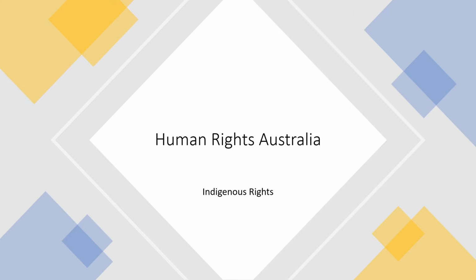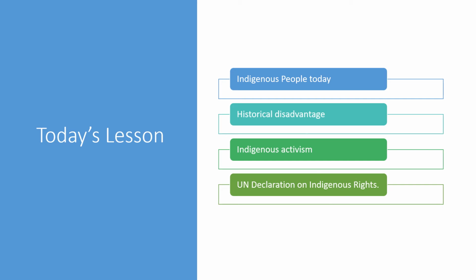In Australian human rights, this week we talk about Indigenous rights in Australia. Today we talk about the situation of Indigenous people in Australia at the current time. We talk about historical disadvantage and the history of Indigenous rights in Australia. I talk a little bit about Indigenous activism, and then we talk about the UN Declaration on Indigenous Rights.